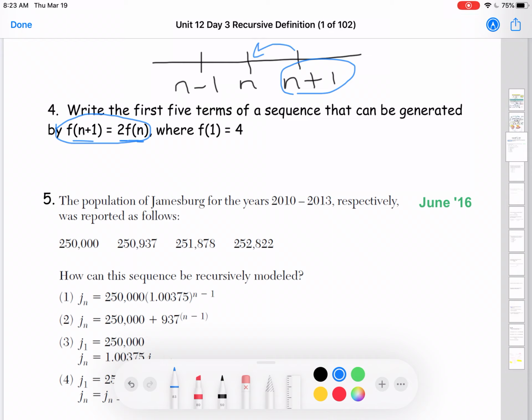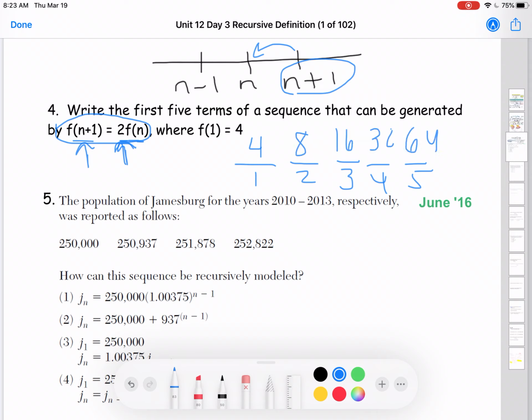They're giving me the first one is 4. So the rule basically is just a times 2 pattern. So the next term is equal to twice the one before it. So it's really just a times 2 pattern. And that would be my answer.